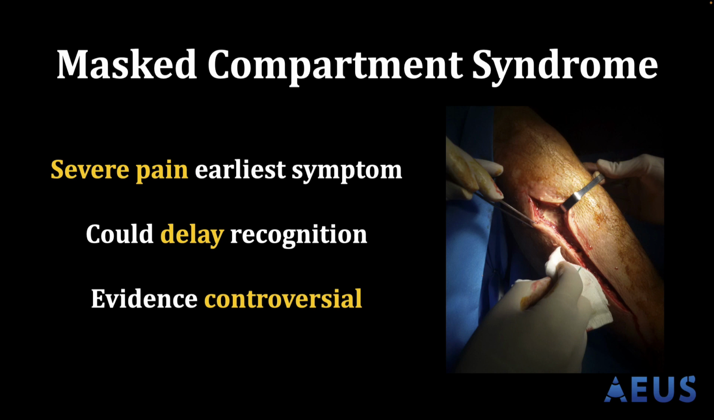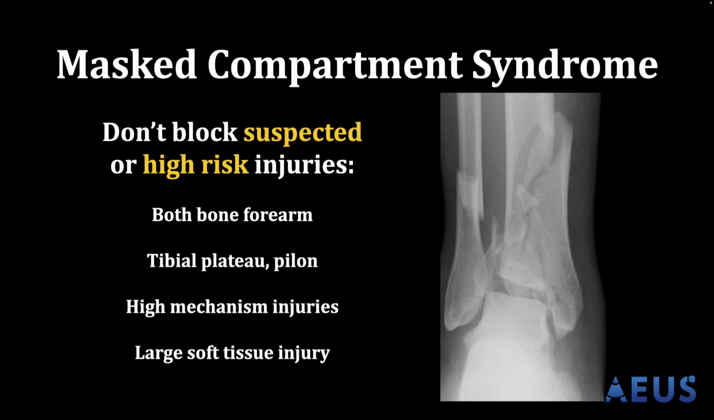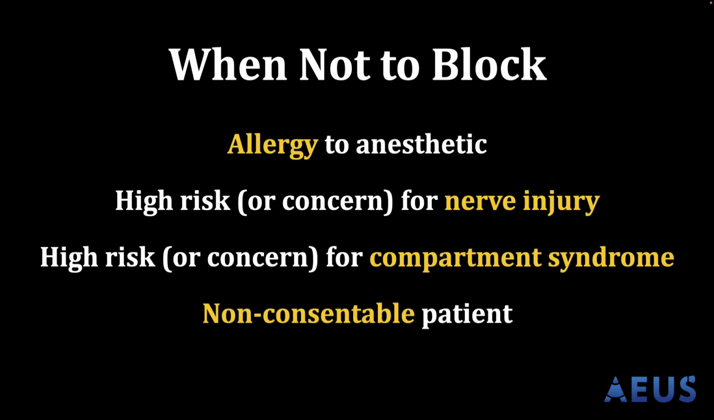So for the time being, avoid blocking any high-risk injury for compartment syndrome. These include both bone forearm fractures, tibial plateau or pylon fractures, high mechanism injuries, or any injury with a large amount of soft tissue injury. In general, blocks should be held if a patient has an allergy to the proposed local anesthetic, an injury with a high risk or suspicion for a nerve injury, an injury with a high risk or suspicion for compartment syndrome, or patients who are unable to provide consent on their own and do not have a medical proxy present.